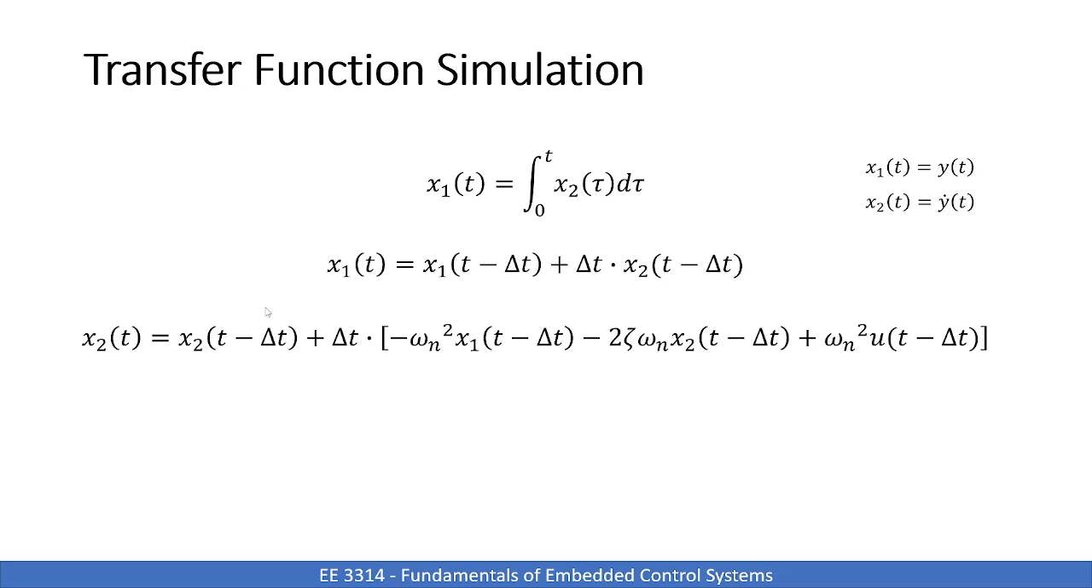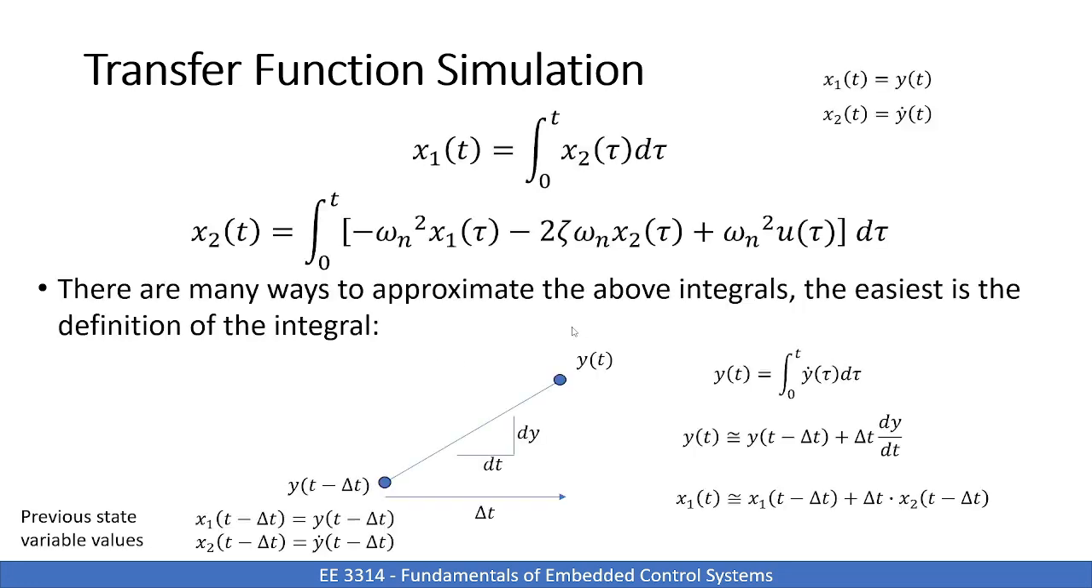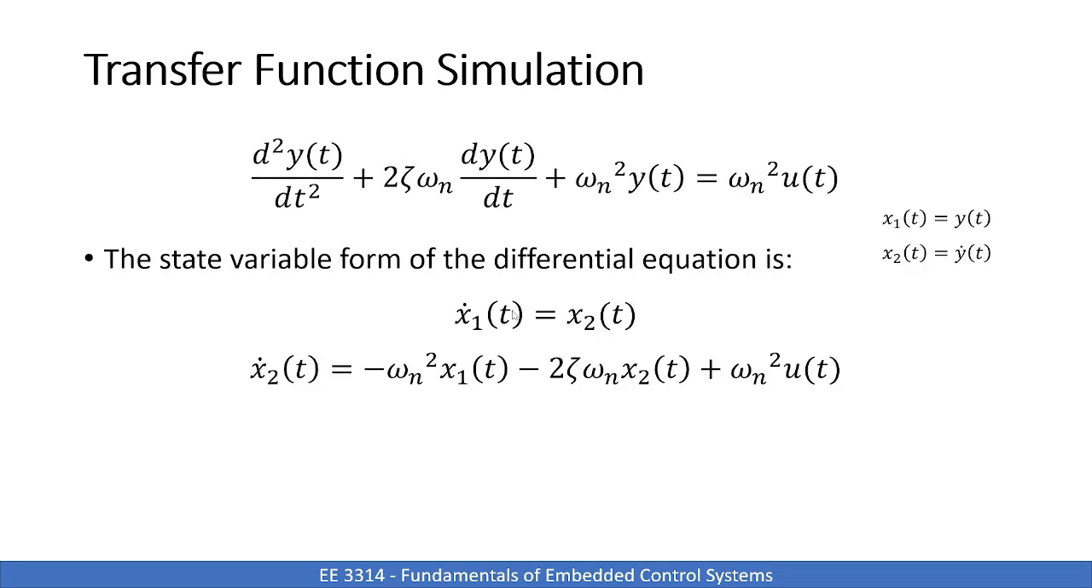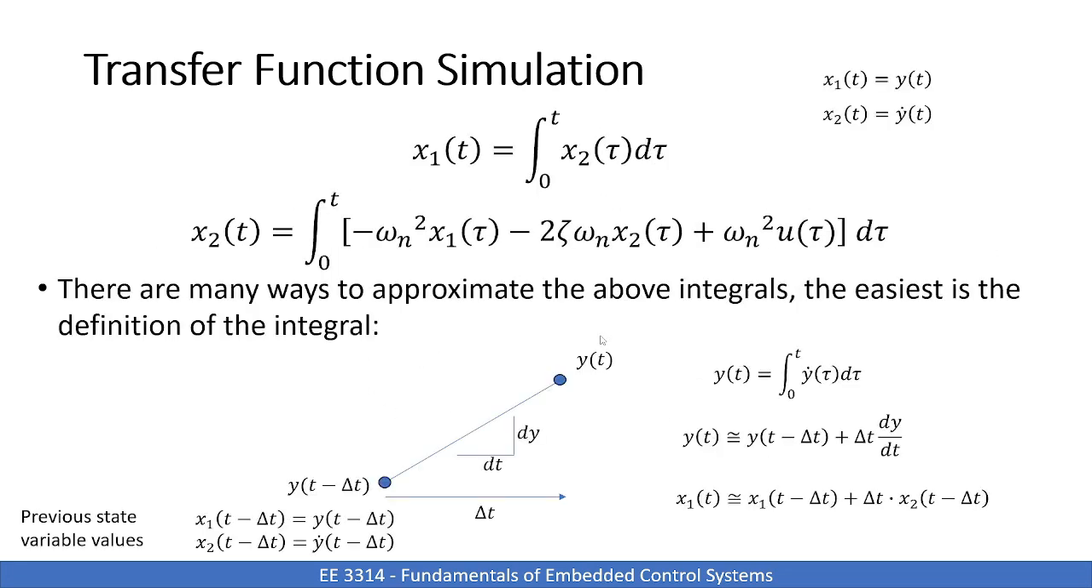x2 is going to be our y dot, which is equal to our previous y dot plus this delta t times our y double dot, right? The slope of y dot. And our y double dot is going to be equal to this, right? So hopefully that makes sense.